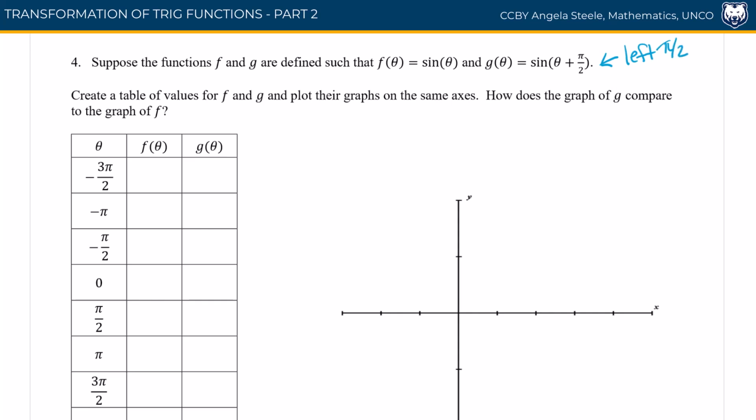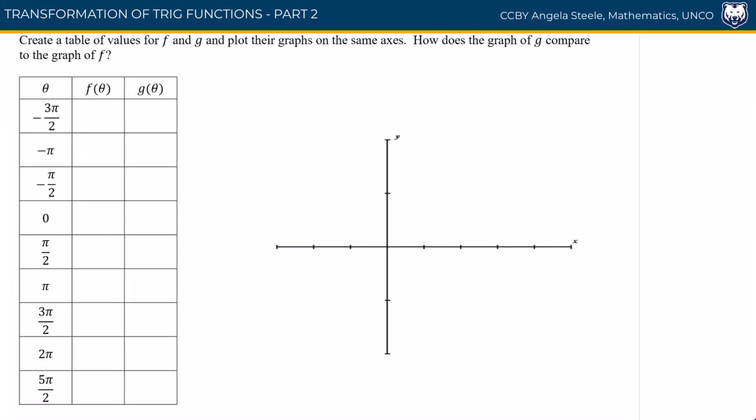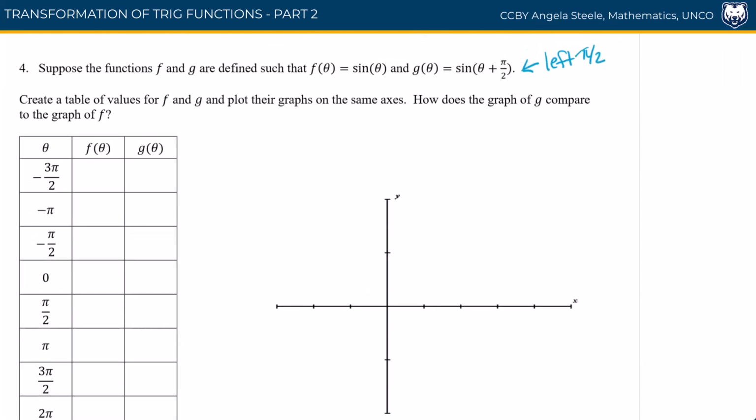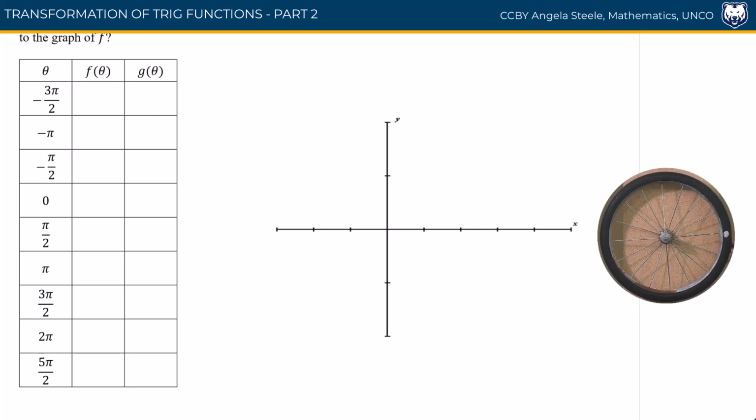And so what I want to do for this problem, even though we already know how it's going to move, I want you to understand why it's actually moving that particular direction. Okay, so what we're going to do is create a table of values for the two functions and then plot the graphs, and then we will see that it actually does shift left pi over 2. All right, so I'm first going to do the column of f of theta, and I'm going to use the trig wheel to help us understand those values.